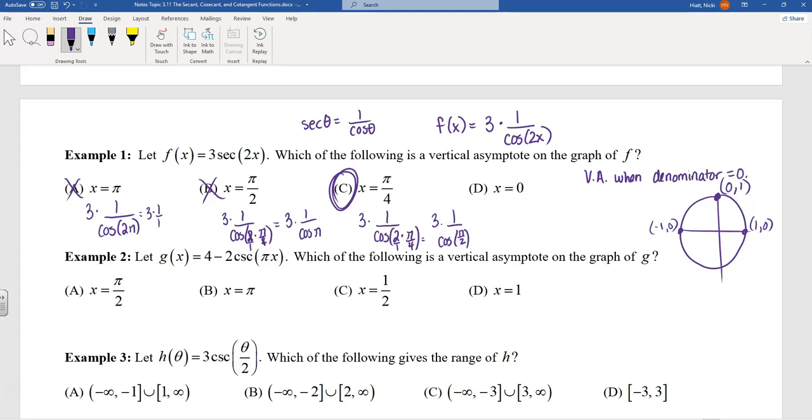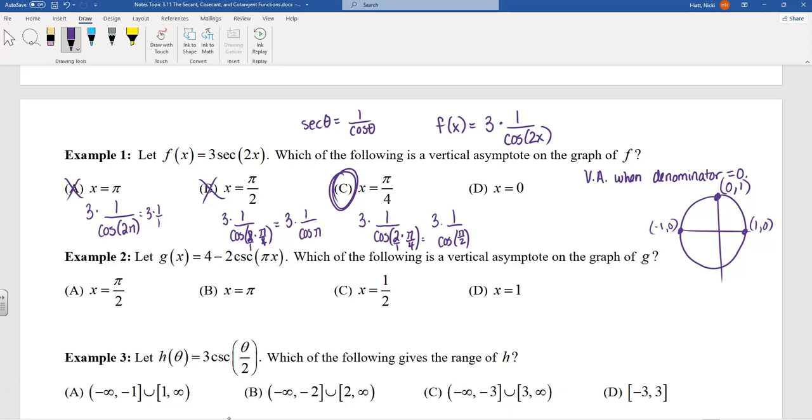And then we could check D, it's not going to work. Okay. We can do something similar with example 2. Right? I've got cosecant. Cosecant is going to be 1 over sine. So really the 1 over sine part is the only part that really matters, right?